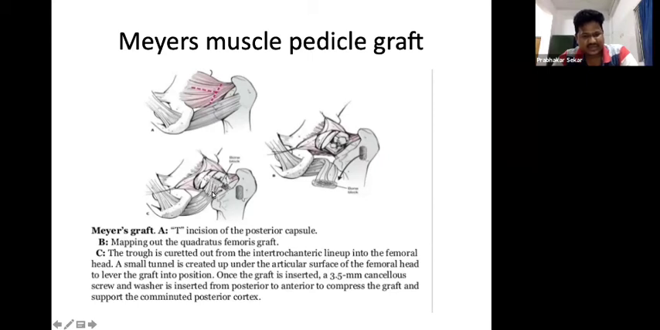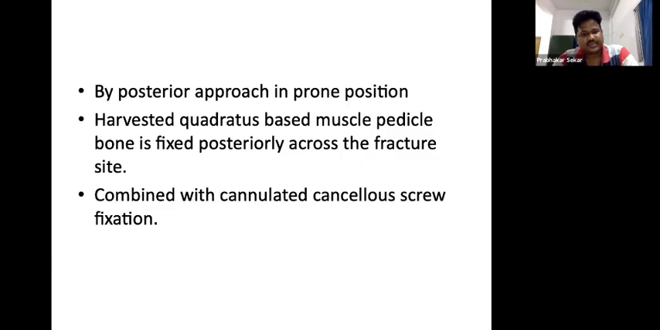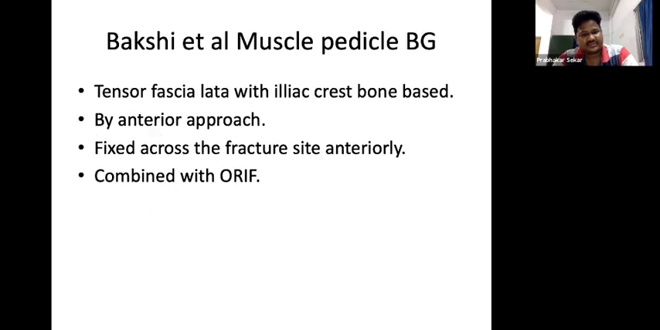A trough is made at the fracture non-union site. You open the non-union site and a trough is created. Into that trough you insert the graft and fix it with a 3.5 mm cancellous screw with washer from the posterior to the anterior aspect. It has to be always combined with the routine cannulated cancellous screw fixation.